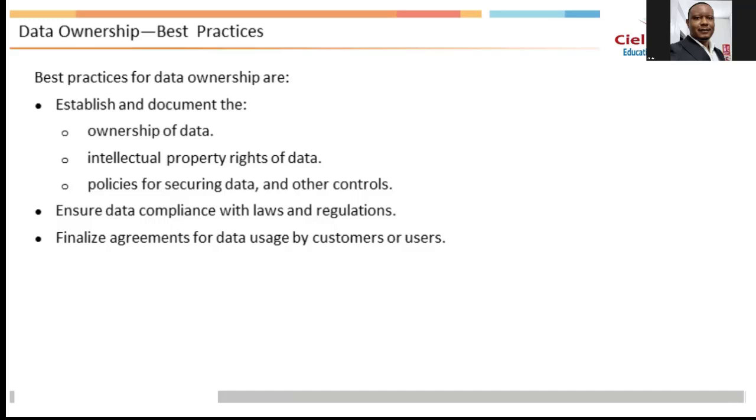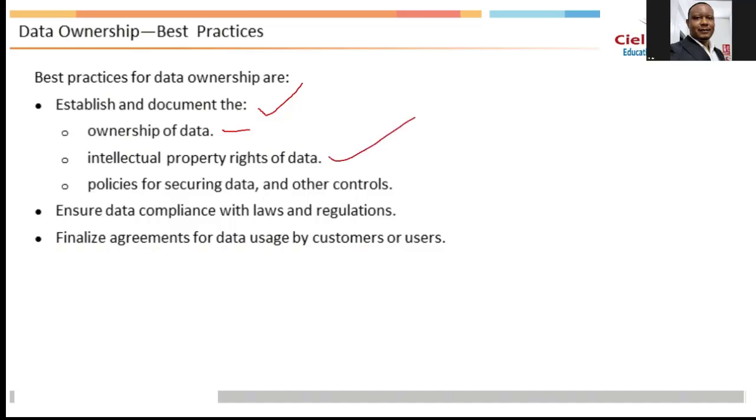So some of the best practices associated with data ownership are: you need to establish and document, one, the ownership of the data, meaning that the ownership should be clearly defined as well as documented, so that there is no confusion about who is responsible for the data. You need to clearly identify who is responsible for maintaining the data and who is responsible for securing the data. So let's say, for example, in an organization, you can have a legal team. The legal team might be responsible for managing legal documents, while the marketing team might not be responsible for managing customers' data. That's what we mean by establishing and documenting the ownership of data.